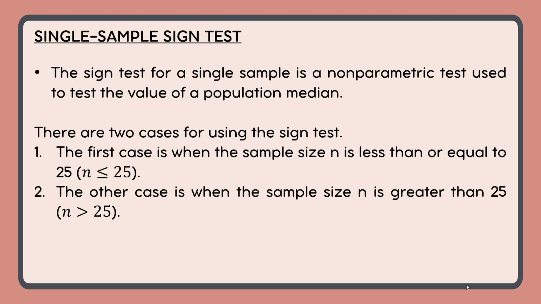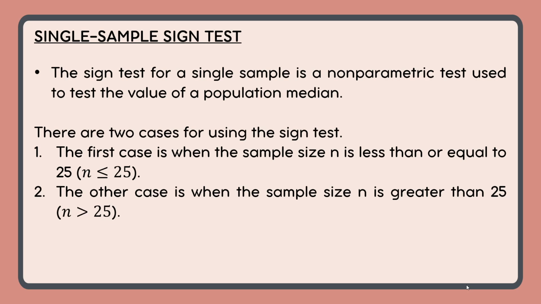So there are two types of sign test. One is the one sample sign test, and the other one is the paired sample sign test. Let's focus first on the one sample or the single sample sign test. This is a non-parametric test used to test the value of a population median. In one sample sign test, we compare a single sample median to a specific or hypothesized value.